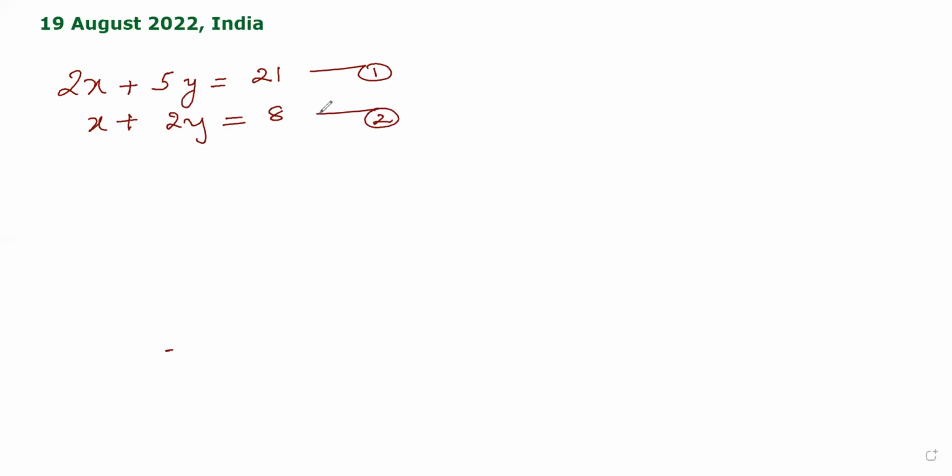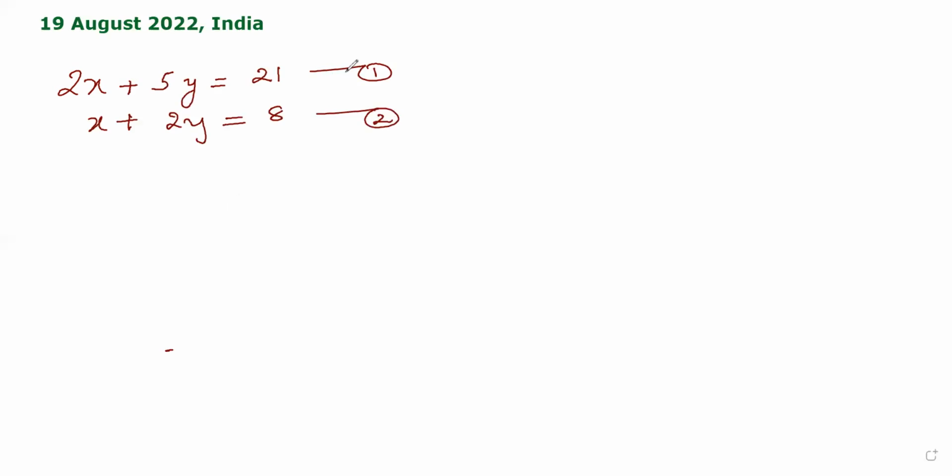So let me just start off with the equations. I have 2x plus 5y is equal to 21. And my next equation is x plus 2y is equal to 8. I've chosen these two equations because they are simple, to explain the different methods, and for a comparative study, I felt these two equations are suitable.